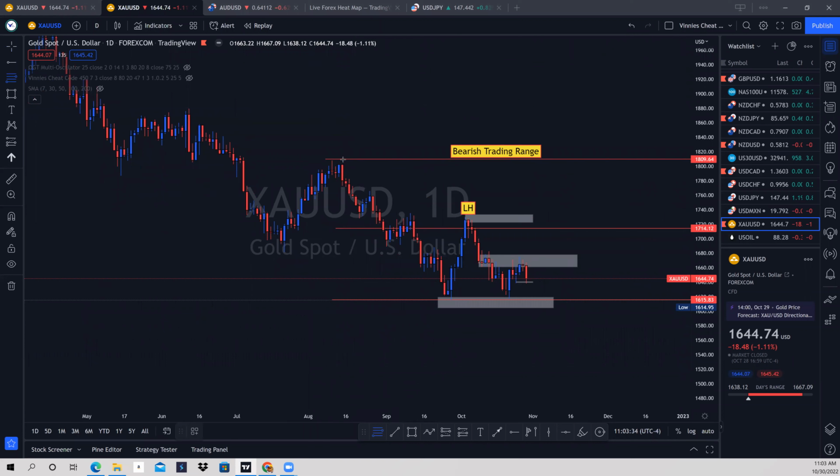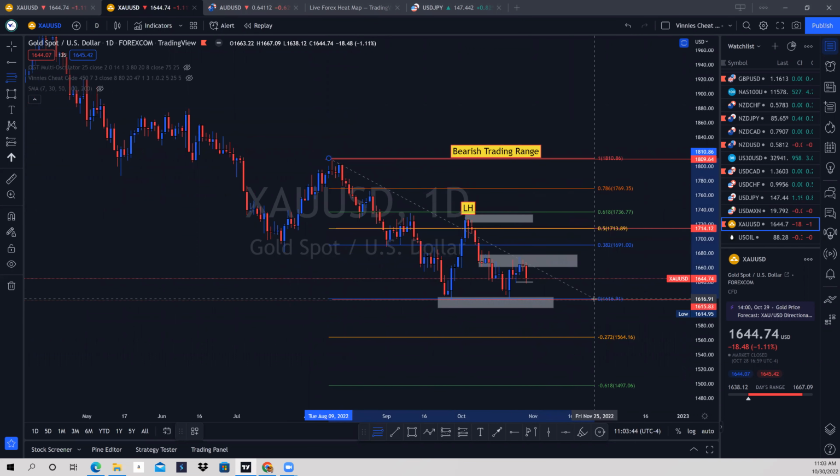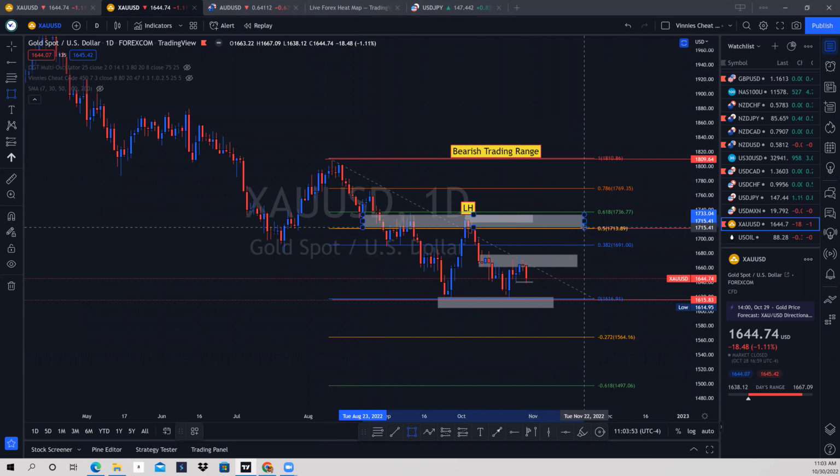The Fibonacci tool just measures the pullback. If I'm in a bearish trading range, you want to make sure you draw your Fibonacci tool from your swing high to your swing low. Now, as you can see, price pulled back into the golden zone here. The area between the 0.618 and the 0.5 is what we call the golden zone.